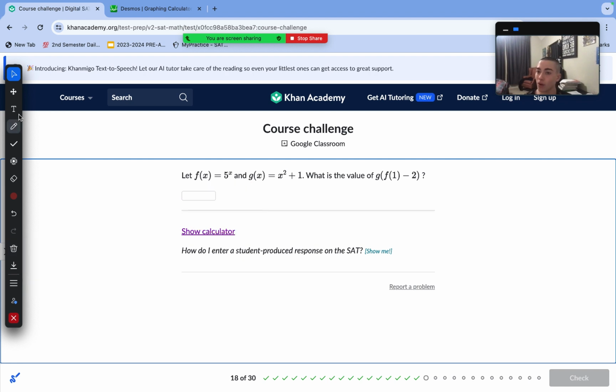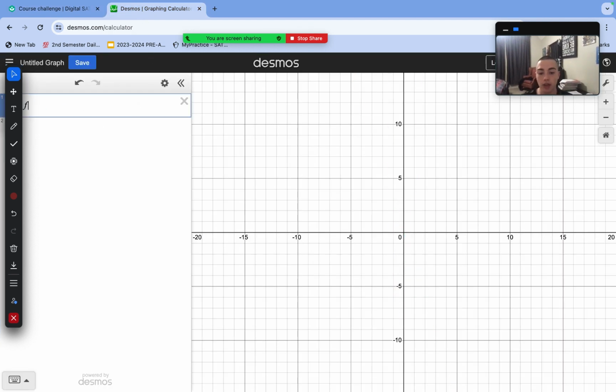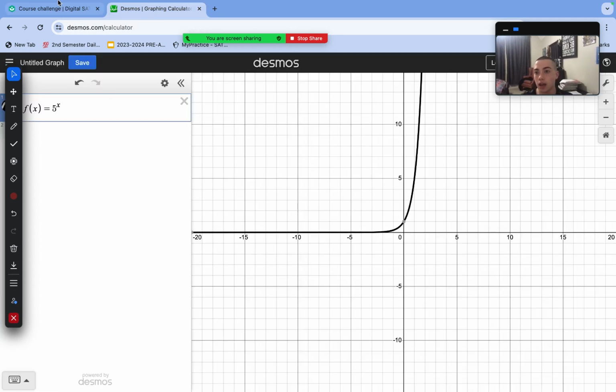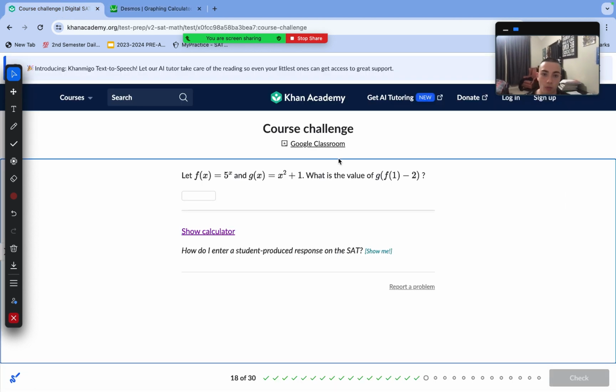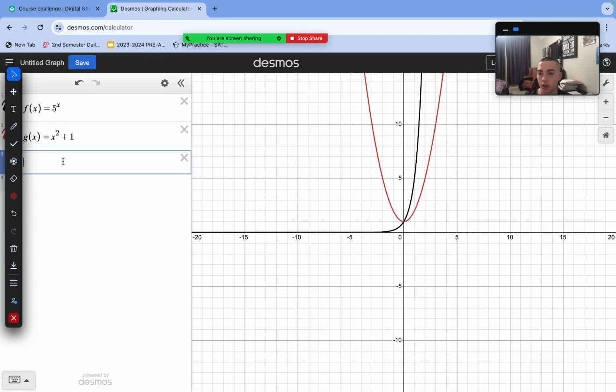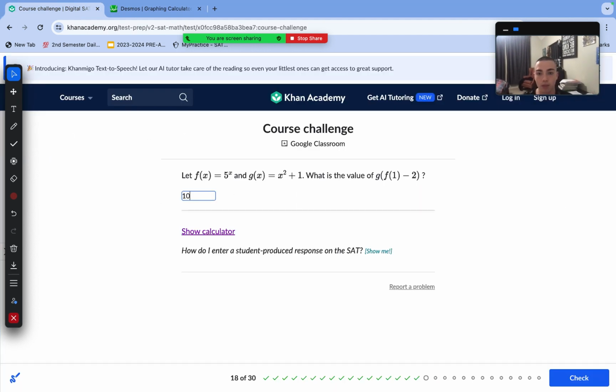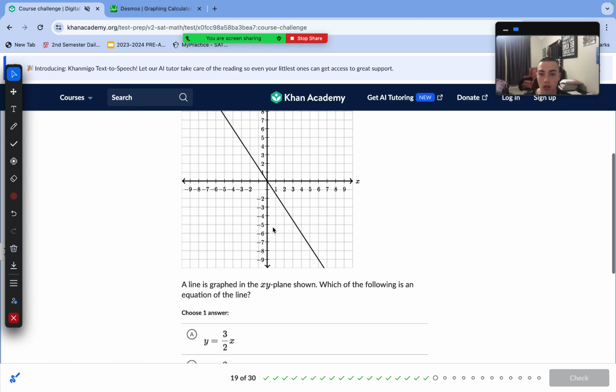Okay, here we can once again use the calculator to our advantage and put all of these in. Now this time, make sure to define what f of x is and what g of x is. So instead of doing y, we're going to say f of x equals 5 to the power of x, and g of x equals x squared plus 1. And now we can simply put in what they're asking us: g of f of 1 minus 2. And we get the answer of 10. Just double check that it all matches. Yes, we can put in 10 for our answer.